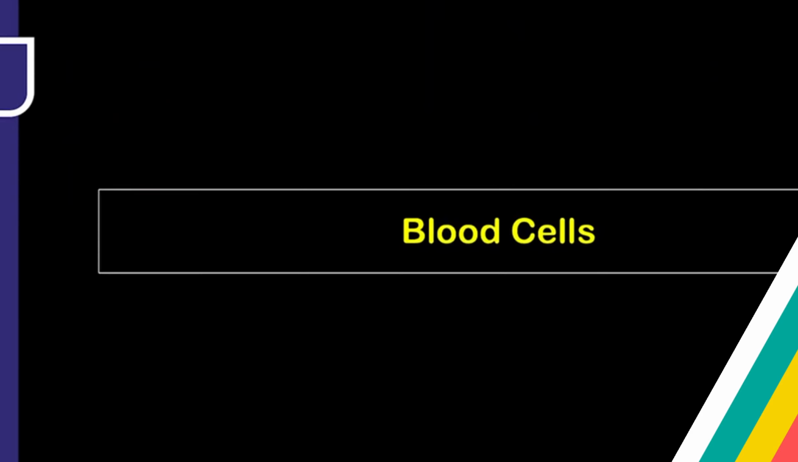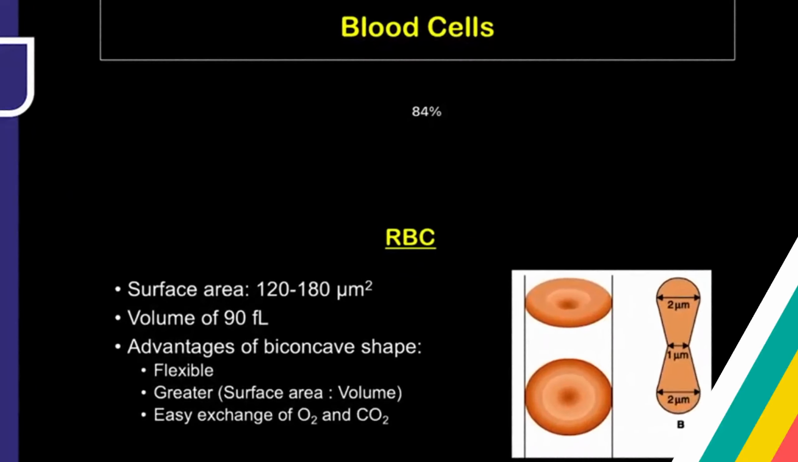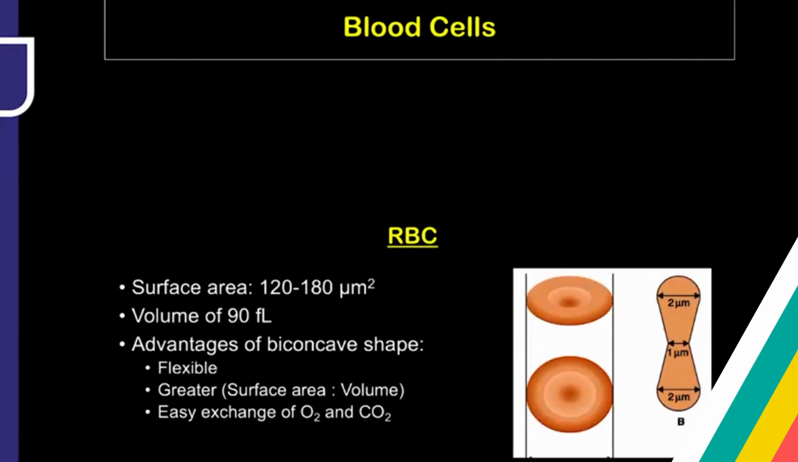Now, after the discussion of hematopoiesis, we are going to discuss the various mature blood cells in brief, because they are not very important for our MCQ purpose. So we'll quickly go through these mature cells which are present in our blood.